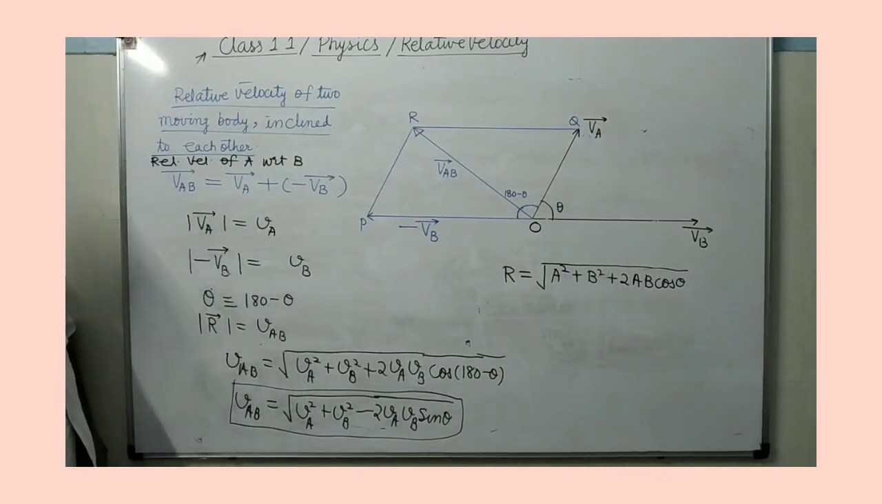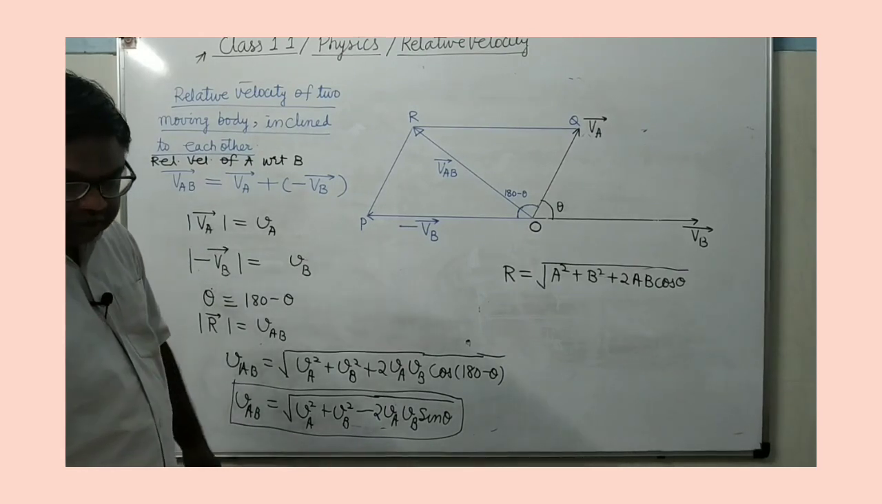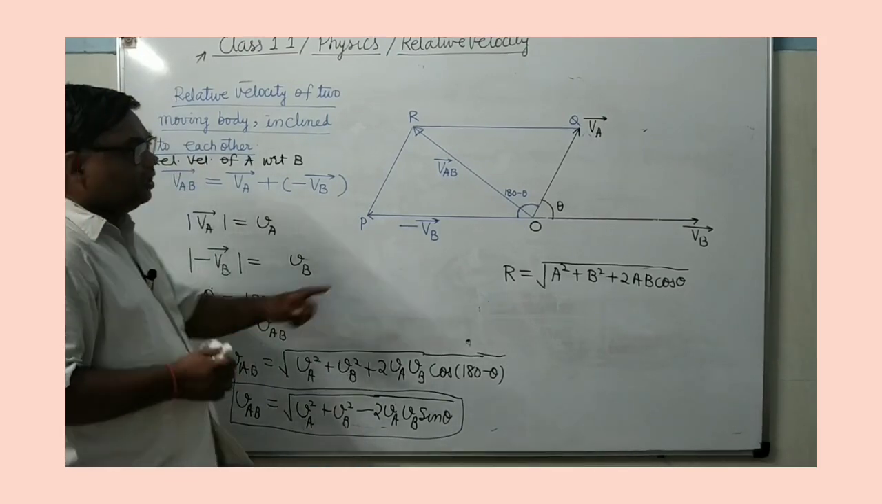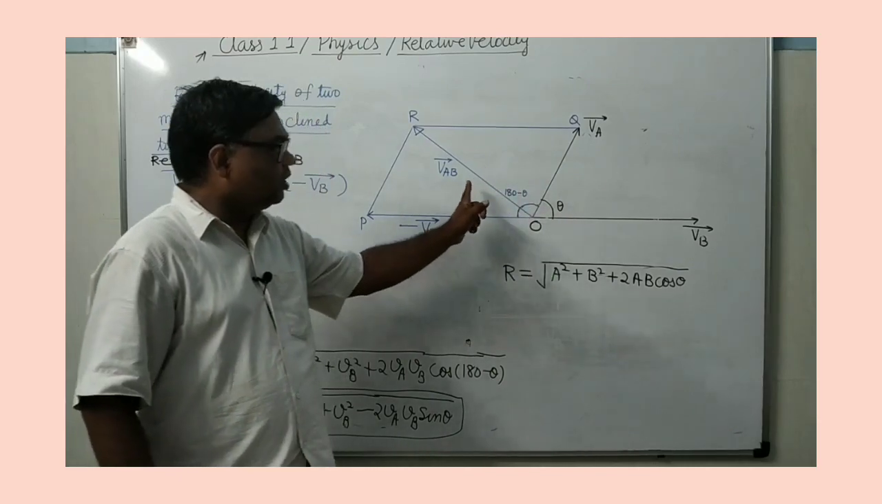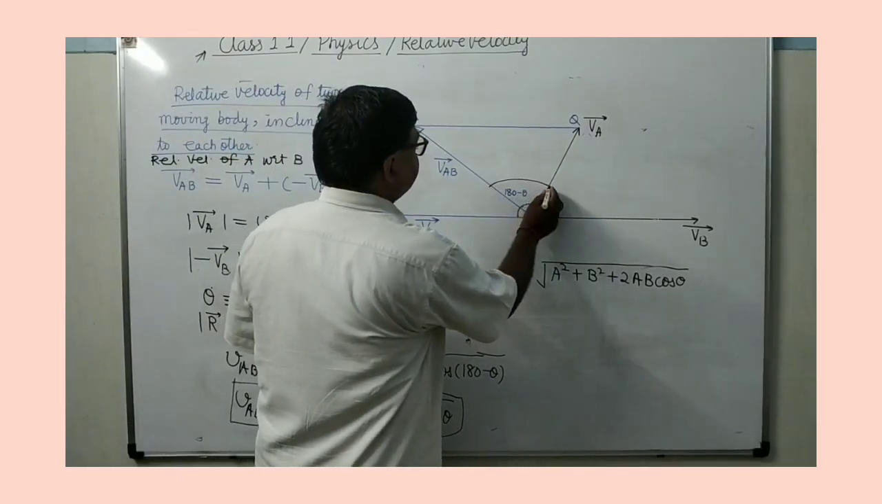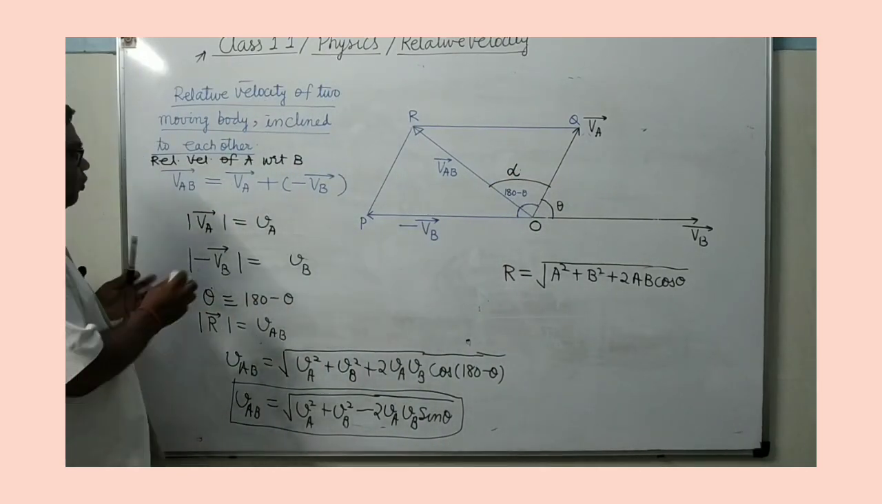Now how will you find the angle which the resultant vector, the relative velocity vector, makes with the vector VA? Vector VA is this. The relative velocity vector is this. Means you have to find this angle. So how will you find that angle?